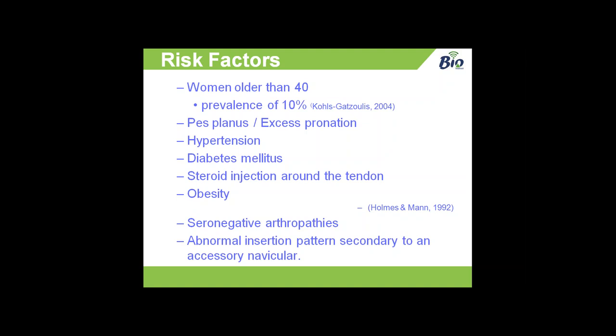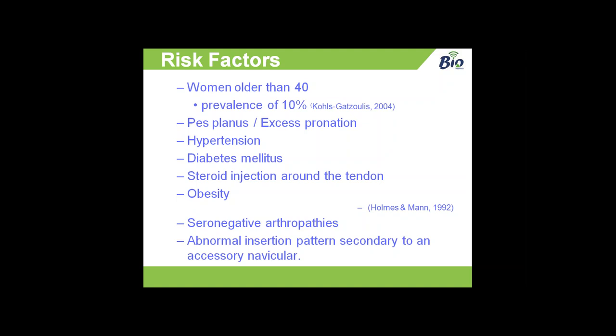So maybe a patient comes to see you because they began to develop a flat foot or a pronated foot, especially if it's unilateral, and then you may end up picking up the problem from that. And then other risk factors, there's hypertension, diabetes, steroid injections, or people that previously had steroid injections around the tendon, obesity. And a paper in 1992 by Holmes and Mann suggested that 60% of patients with tib post rupture had at least one of these conditions, so hypertension, diabetes, previous steroid injection, and obesity. So they're your risk factors.